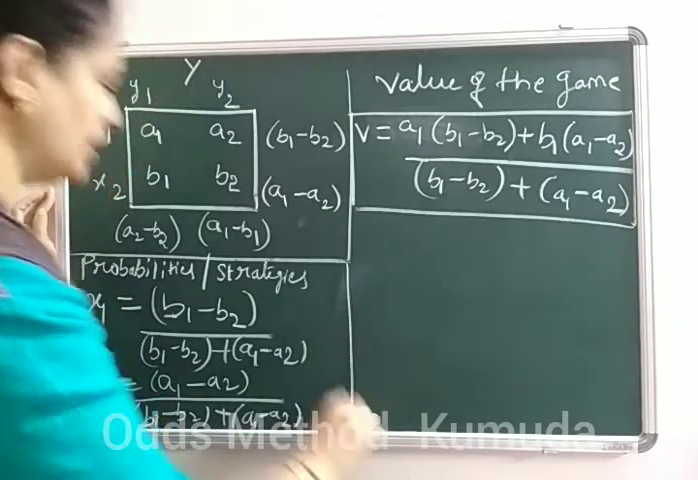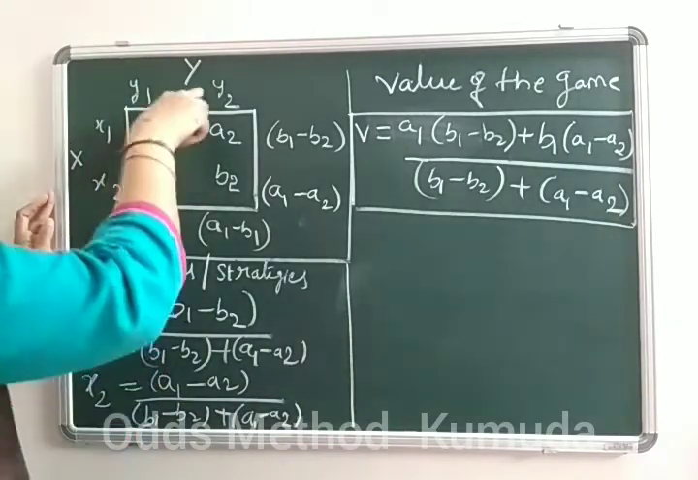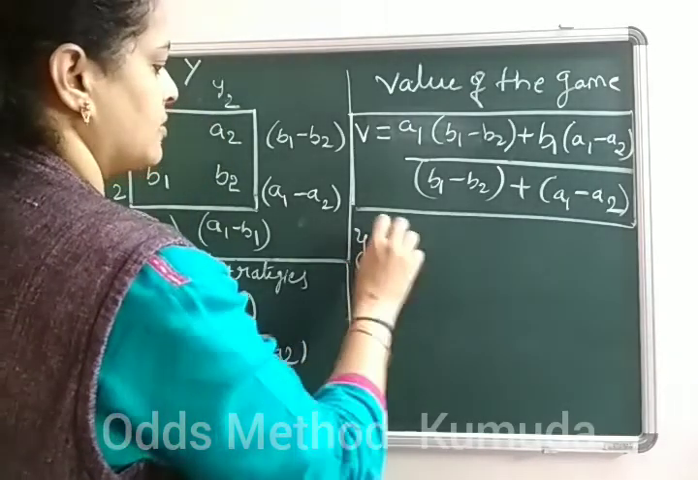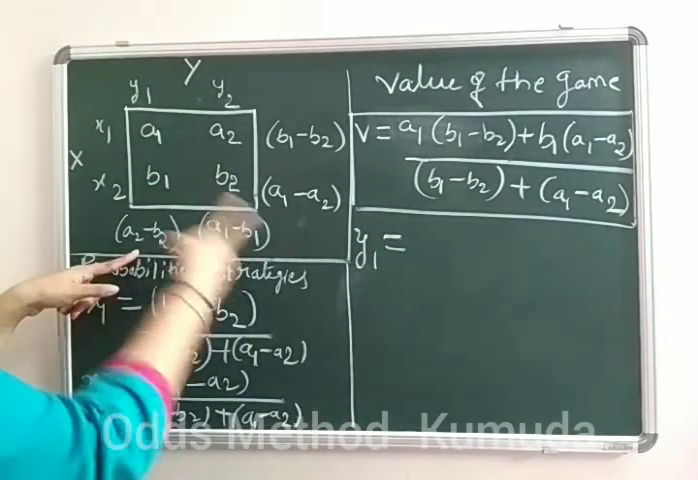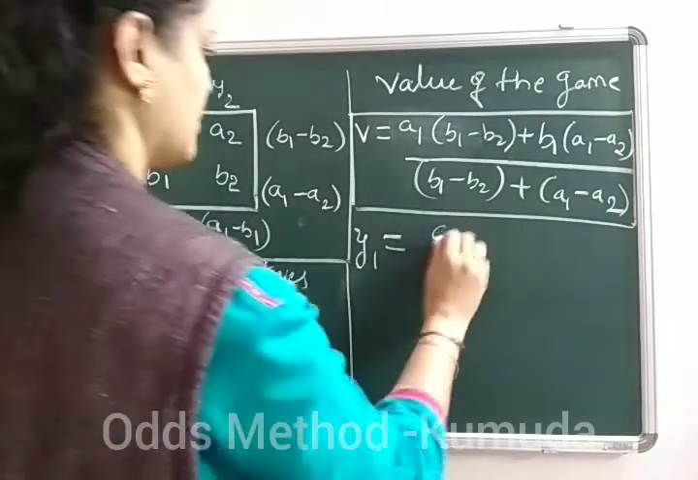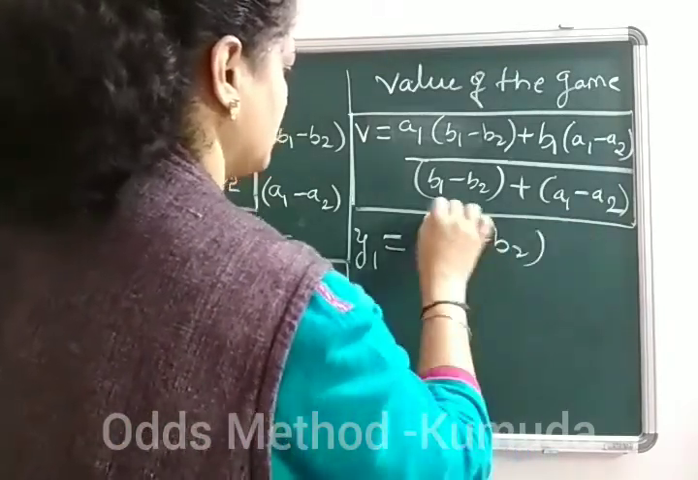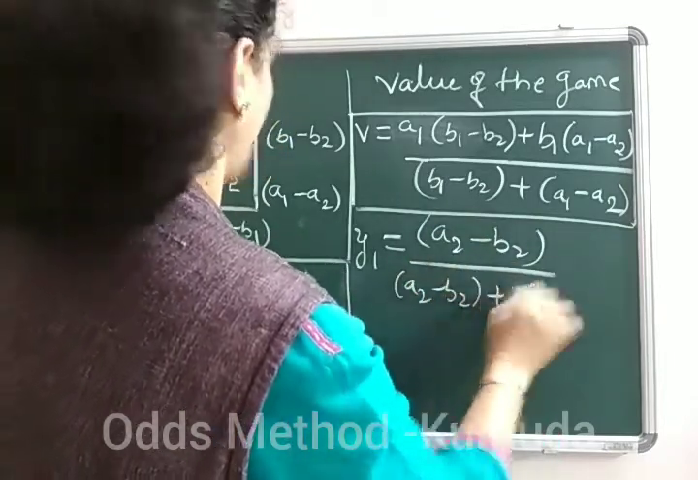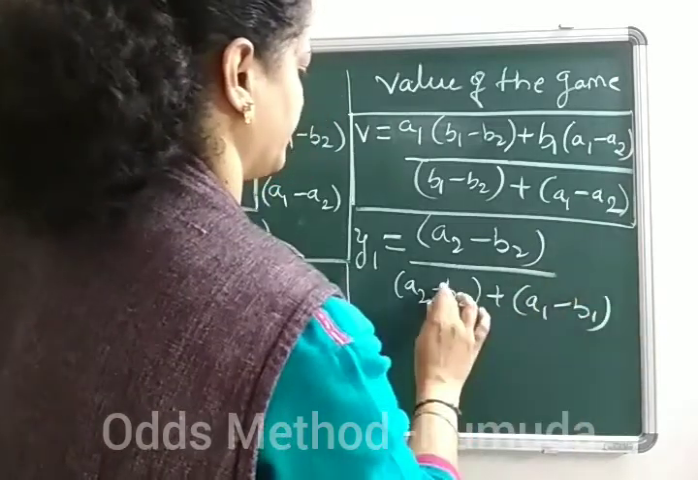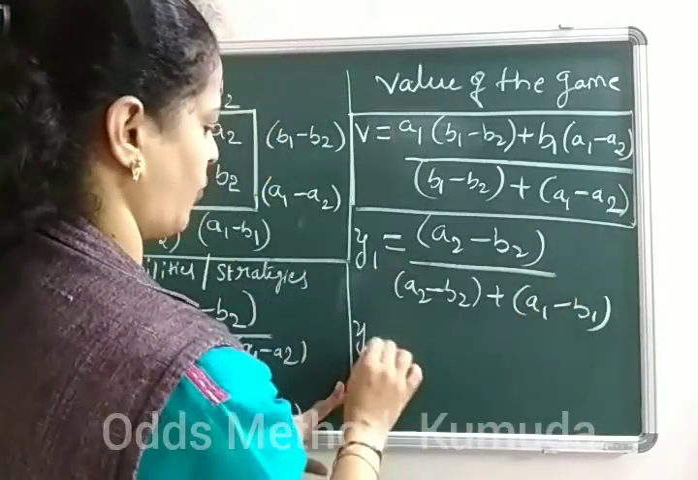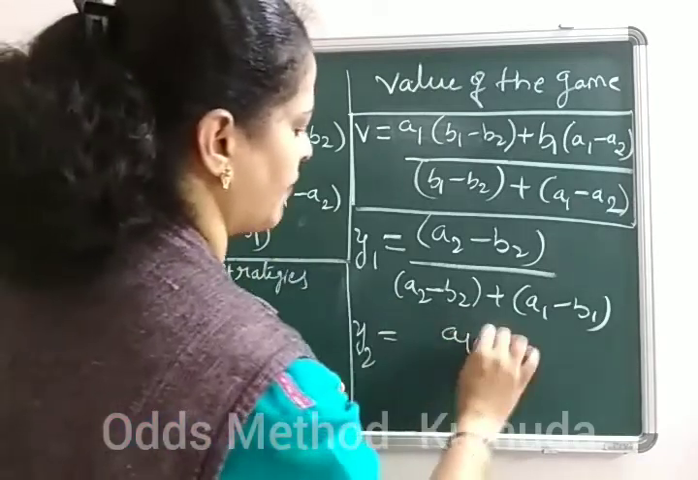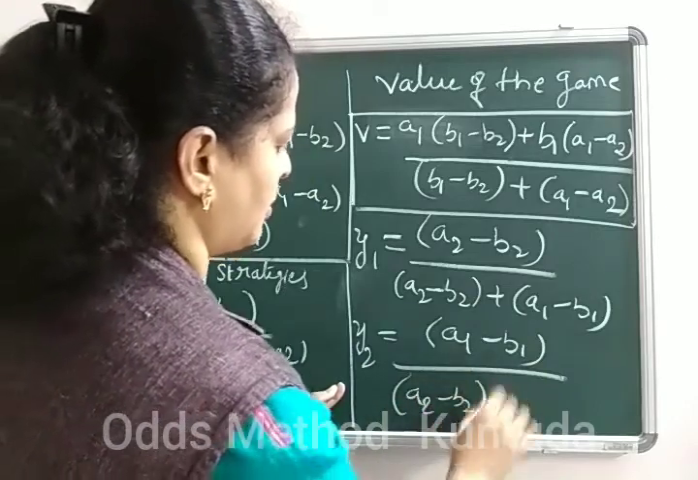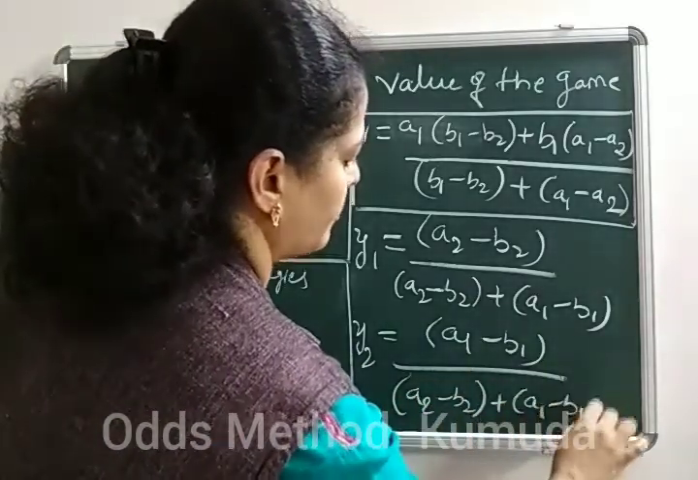Similarly, we find the probabilities or the strategies for player Y. Player Y also has two strategies called Y1 and Y2. For Y1 the strategy would be the respective number divided by the sum of the differences. That means it is A2 minus B2 divided by A2 minus B2 plus A1 minus B1. And the strategy for Y2 will be the respective number here, A1 minus B1, divided by the same denominator, that is the sum of the differences of the values in the columns.